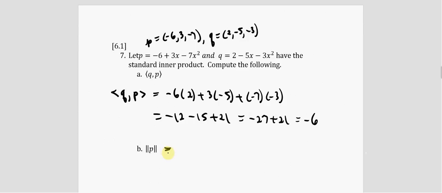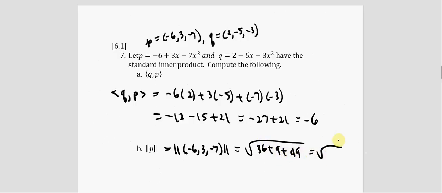And we find this norm of p. So this is the norm of the coordinates -6, 3, and -7. This becomes the square root of 36 plus 9 plus 49. And that gives us the square root of 94.